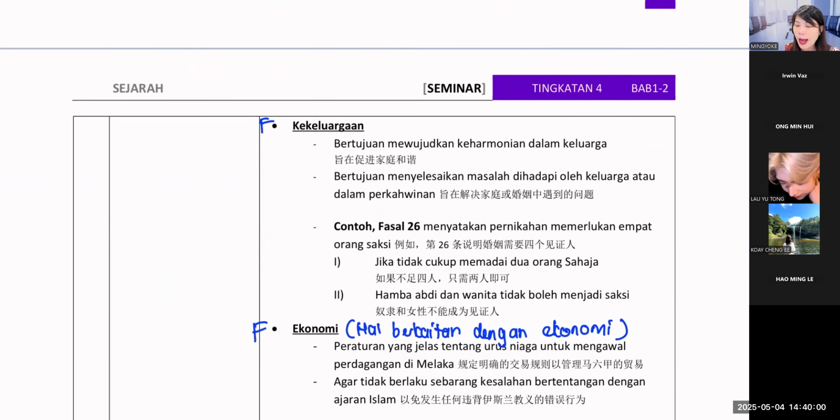Okay, then the next one will be our kekeluargaan. Okay, kekeluargaan basically is to mewujudkan keharmonian dalam kekeluargaan. Alright, which is bertujuan menyelesaikan masalah dihadapi keluarga atau dalam perkahwinan lah. At the same time, contoh. And you can further contoh 3B.